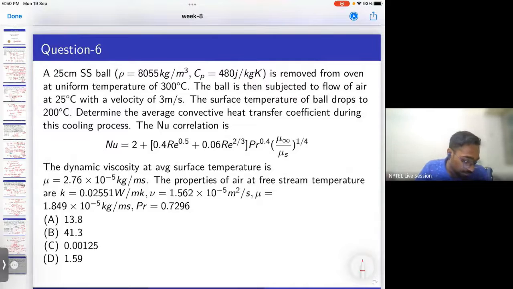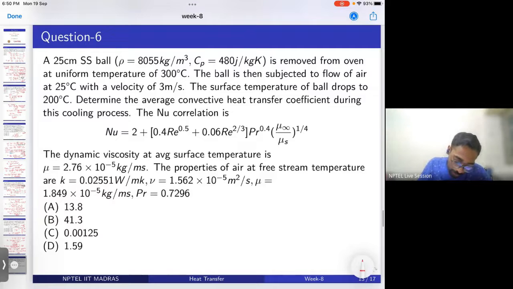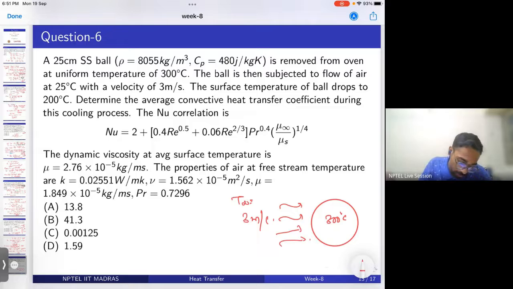A 25 cm stainless steel ball is removed from an oven at a uniform temperature of 300 degrees Celsius. The ball is then subjected to a flow of air at 25 degrees Celsius with a velocity of 3 meters per second. The surface temperature of the ball drops to 200 degrees Celsius. Determine the average convection heat transfer coefficient during this cooling process. The Nusselt number correlation is given, and the properties are also given. So we have a ball initially at 300 degrees Celsius, and air flowing at 3 meters per second at a temperature of 25 degrees Celsius.